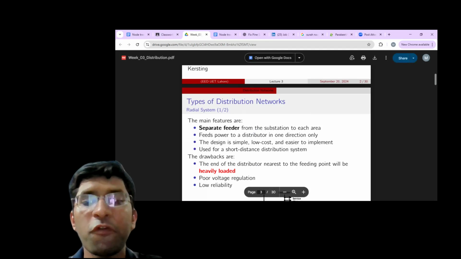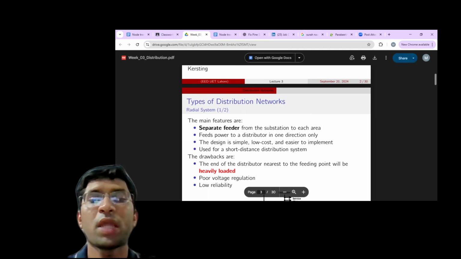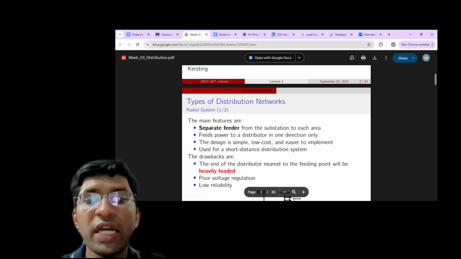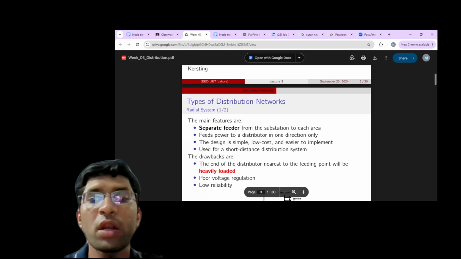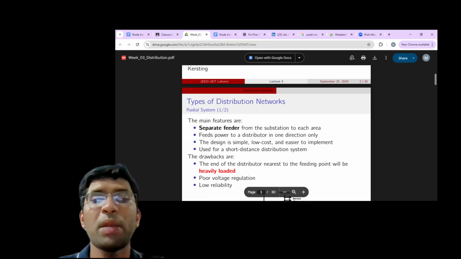Before we get into the ring main system, I want to elaborate on the main features of the radial system: from the substation, each area has a separate feeder. What that means is there is a separate individual feeder from the substation to each area. If you're in some portion of Tennessee and some other portion of Tennessee, there would be separate feeders from the substation to each area. The feeder feeds power to a distributor in one direction only. The design, as I said, is simple, low cost, and easier to implement, and is used for short-distance distribution systems.